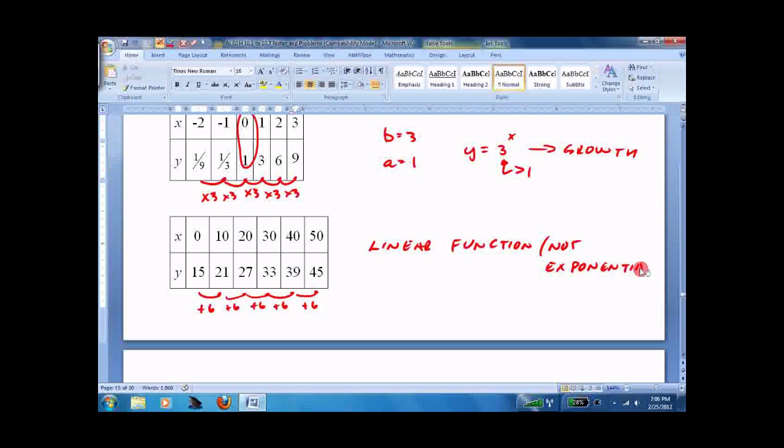So this is an introductory lesson into exponential stuff. Just know that you got growth, takes off, decay, drops down. That's about it. Good luck doing problems.